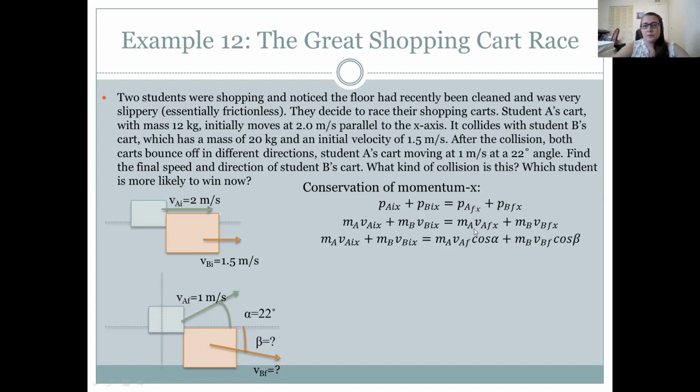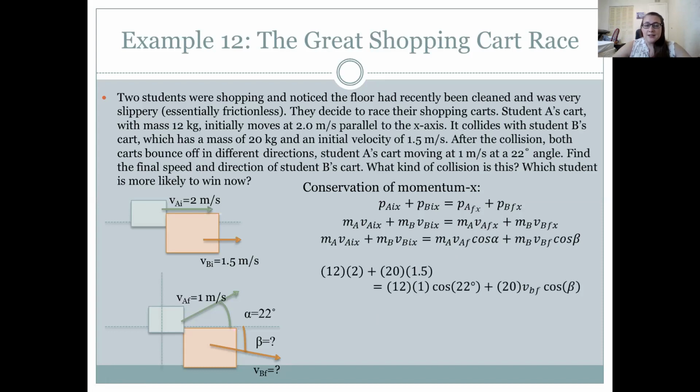Okay, so we replaced VAFX with just VAF. If you remember when we talked about SOHCAHTOA, the cosine of our angle is the adjacent over the hypotenuse. The hypotenuse of this triangle is the VAF, or 1 meter per second. So VAF, the hypotenuse, times the cosine of our angle. Same deal with object B.